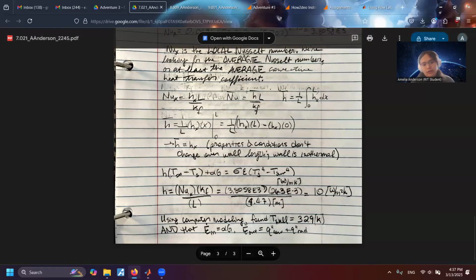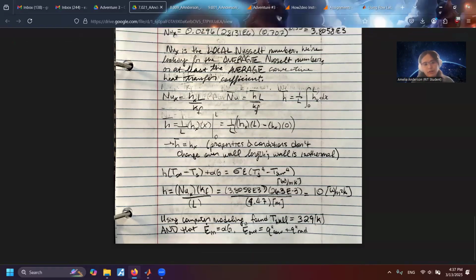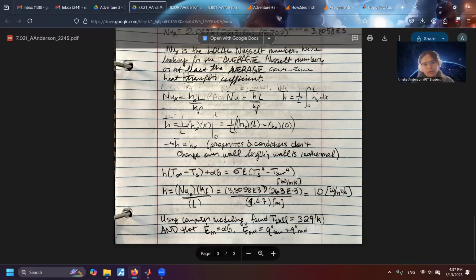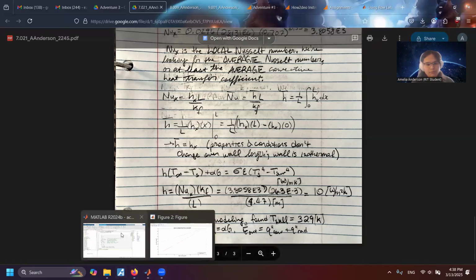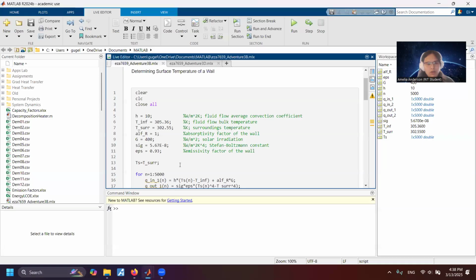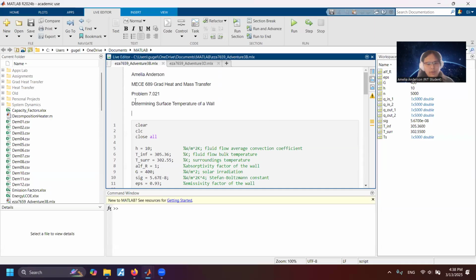And so here again, we are going to see this assumption that our heat in is from convection and irradiation, and our heat out is from radiation. This actually turns out to be incorrect, and I will show you why in a second. So if we hop over to MATLAB, we've got this. This is in MATLAB.